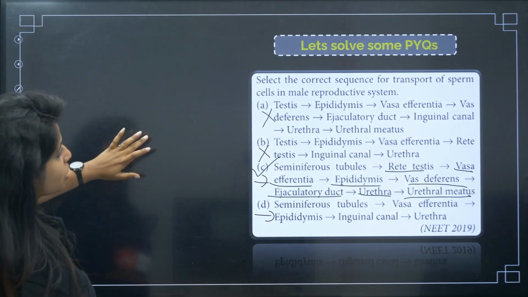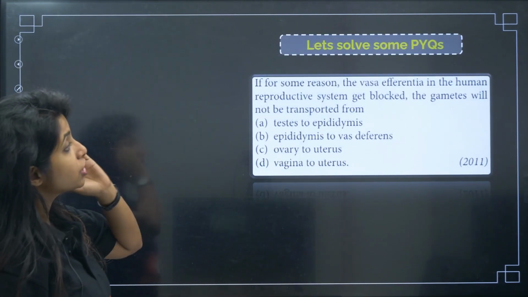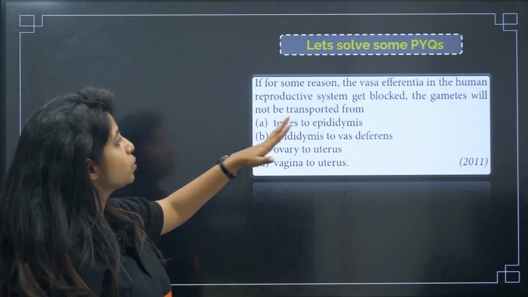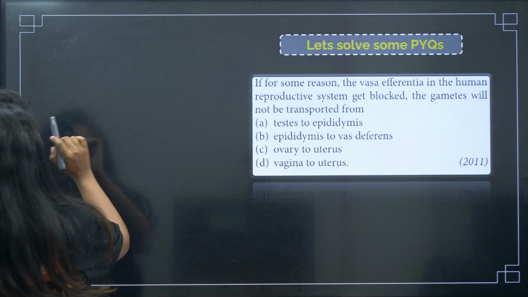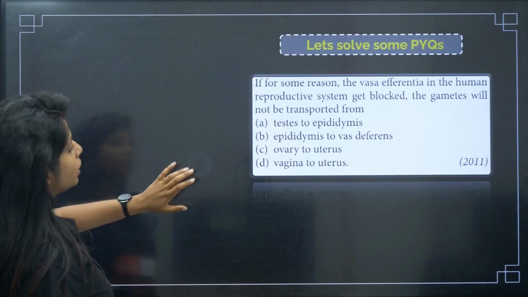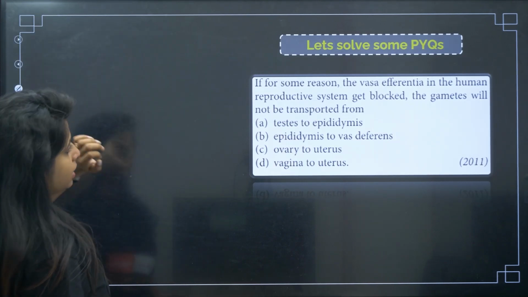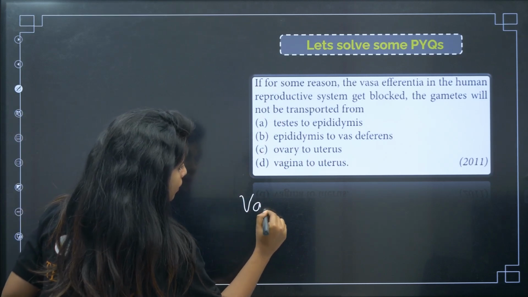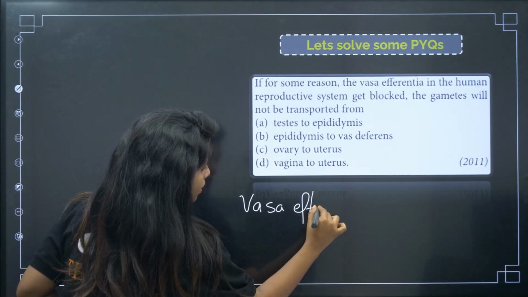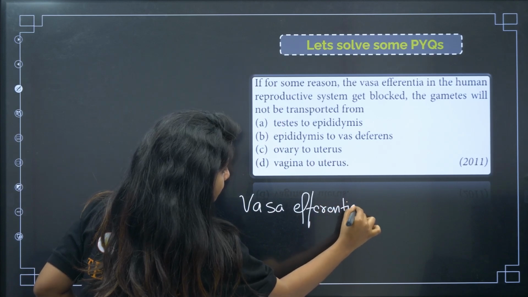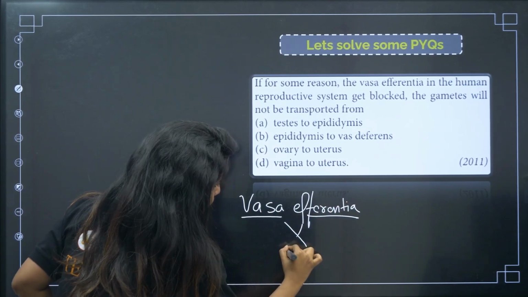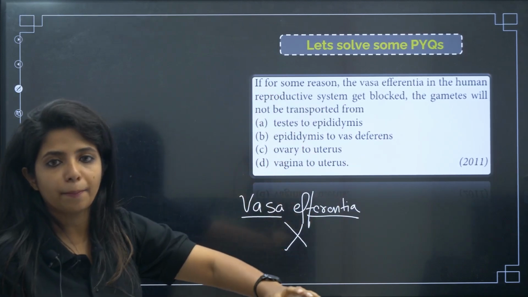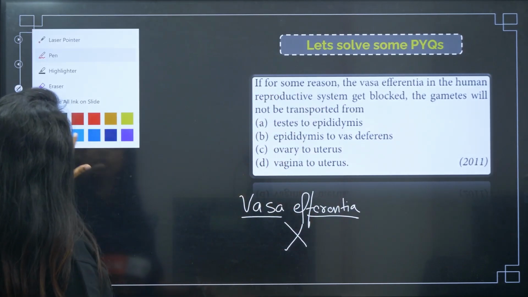Okay. Now the next question that we have is: if for some reason the vasa efferentia in the human reproductive system gets blocked, the gametes will not be transported from. So read the question, please. Until then I will write certain things. Please read the options that you have over here. It is saying vasa efferentia is blocked. Then the gametes will not be transported from.